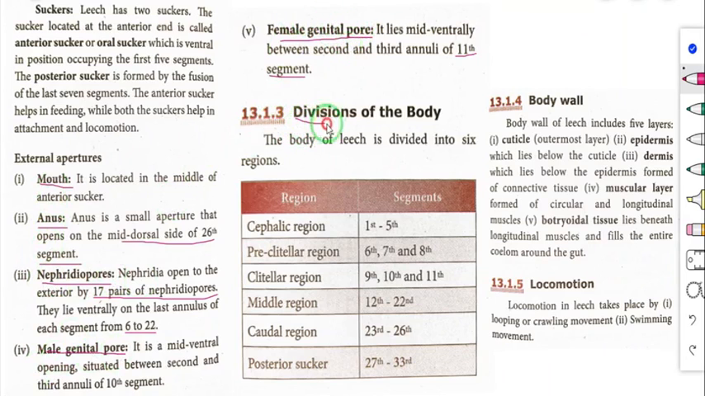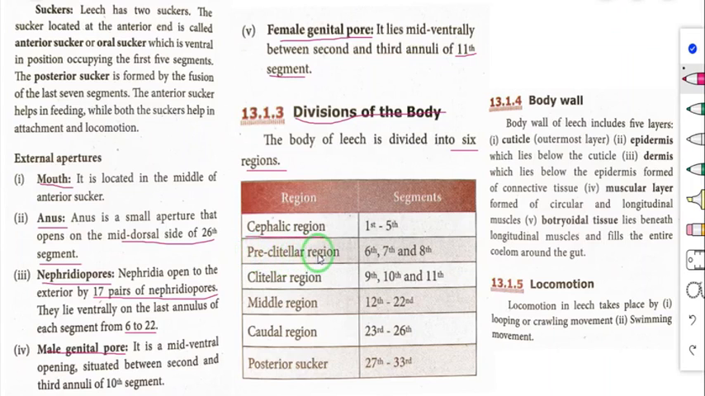The next one, divisions of the body. The body of the leech is divided into 6 regions. The body of the leech is divided into how many regions? 6 regions. So they are cephalic region, preclitellar region, clitellar region, middle region, caudal region and posterior sucker. So let's see the segments. The cephalic region is located in the first to 5th segments. So the cephalic region is located in the first to 5th segments.